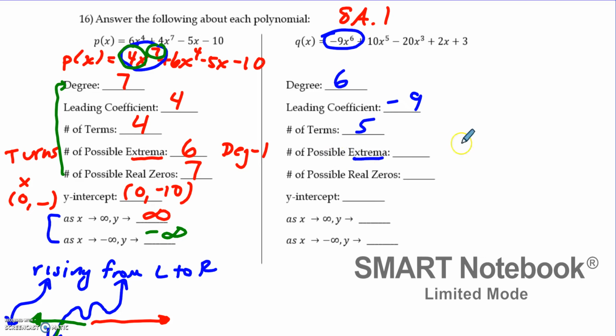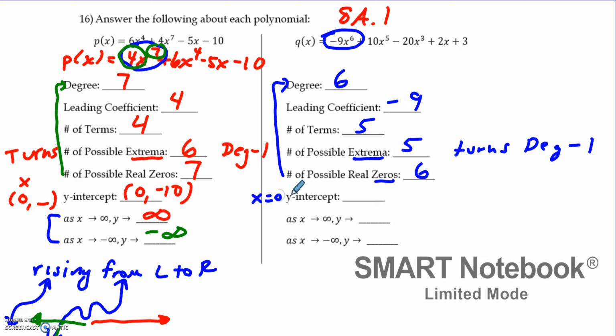The number of extrema or turns is the degree minus 1, which would be 5 possible extrema. The number of zeros, again, is always the same as the degree, so that's 6 possible times it crosses the x-axis. The y-intercept, you plug in x equals 0. So if you plug in 0 for all of these terms, everything is going to become 0 except for 3. So the y-intercept is 0, 3.